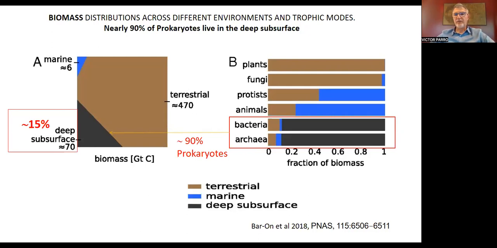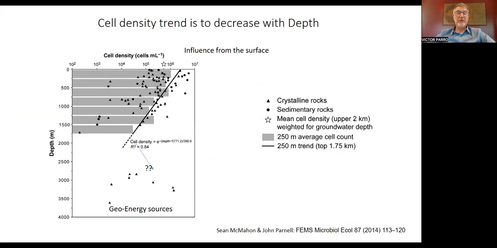So this is a huge amount of biomass that is mainly provided by prokaryotes. And one of the main characteristics of the deep subsurface is that the cell density tends to diminish with depth. As you can see here, in the axes we have the cell density and the depth. There is a trend to diminish. All these spots correspond to different projects or different papers in the literature that reported certain cell densities.